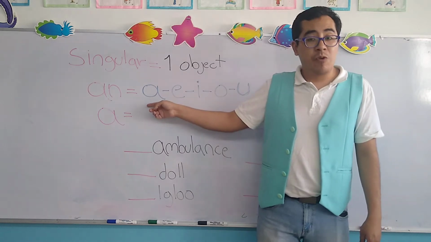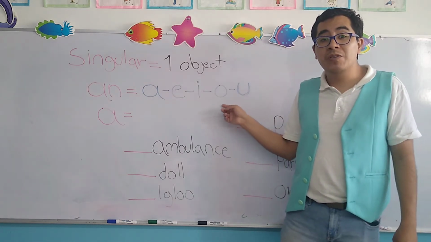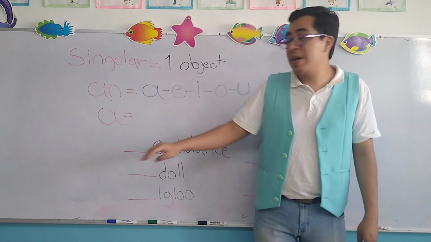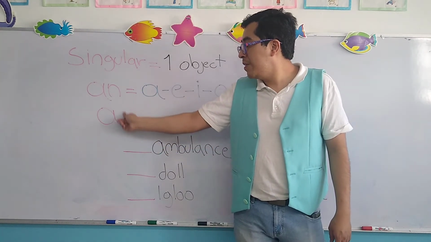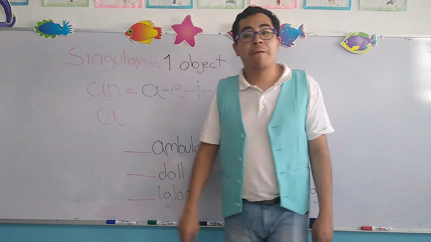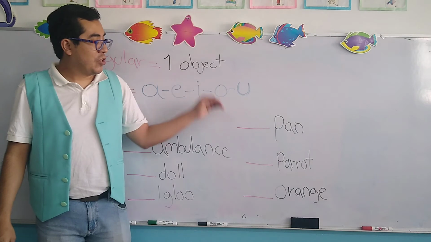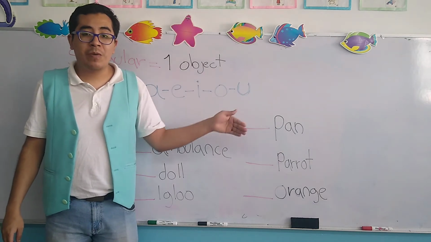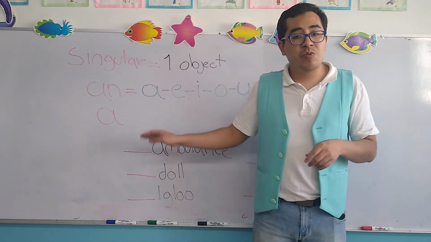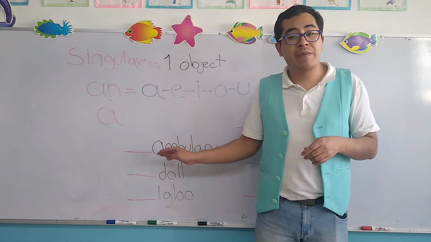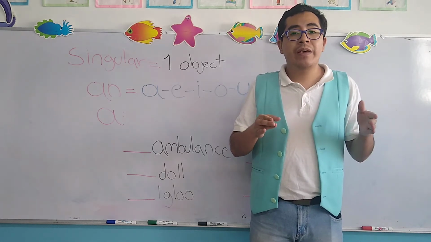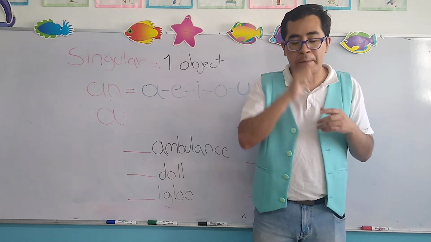Now, if the word doesn't begin with these vowels, si la palabra no empieza con una vocal, we are going to write a only. Únicamente vamos a escribir a, okay? Very good. Now, under the explanation, I have several words. Tengo varias palabras. Let's transform these words. Vamos a transformar estas palabras into singular objects, okay? Quiere decir entre solo un objeto.